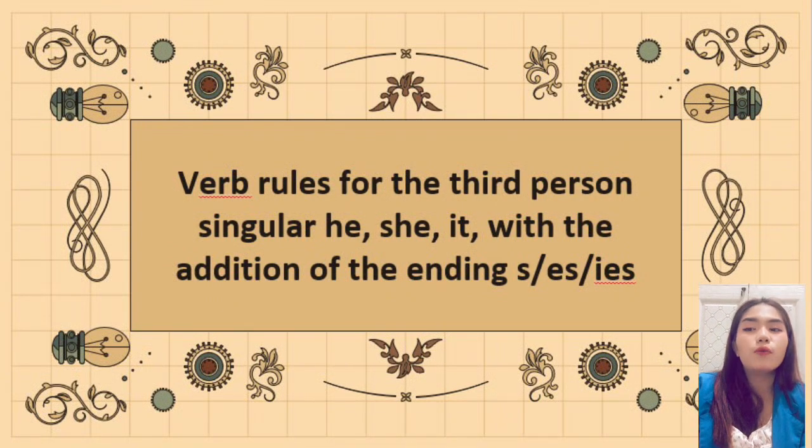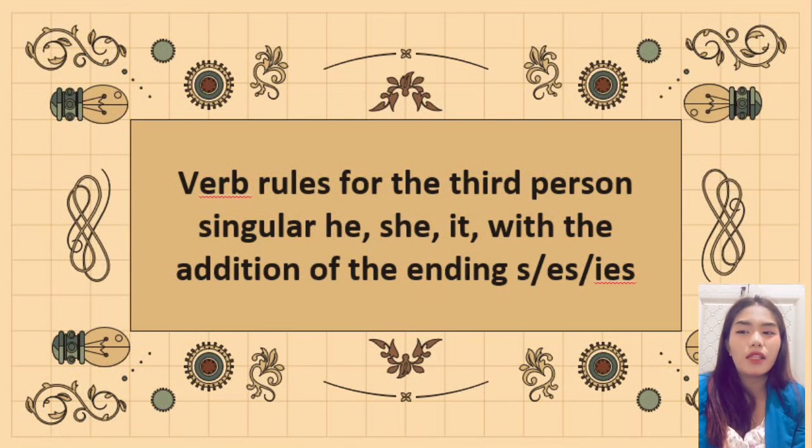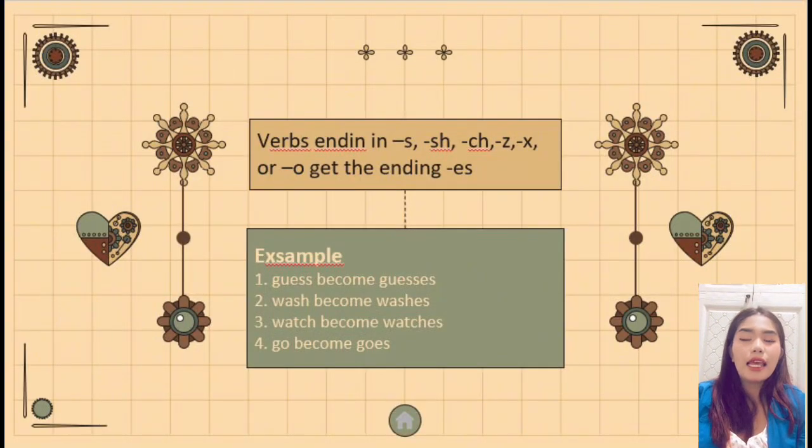Verb rules for the third person singular, he, she, it, with the addition of the ending s. Verbs ending in ss, sh, ch, z, x, or o get the ending es. Example: pass becomes passes, wash becomes washes, watch becomes watches, and go becomes goes.